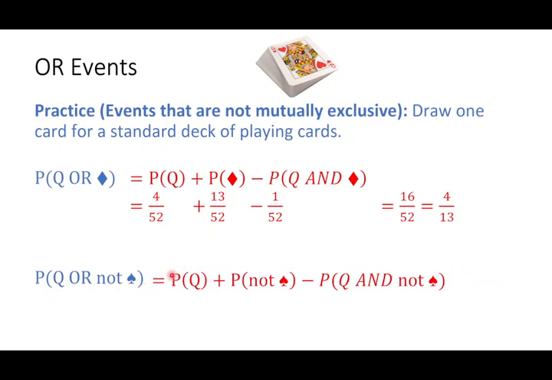Queen or not spade, we have probability of queen plus the probability of not spade, which minus the probability of queen and not spade. It's kind of getting weird. But there's your probability of queens, there's your probability of not spades. That's 13 times 3, or 52 minus 13. And then there's 3 cards that are a queen and not spades. There's the queen of hearts, the queen of diamonds, and the queen of clubs. So those 3 queens got counted here and here. So we're minusing out one duplicate copy.